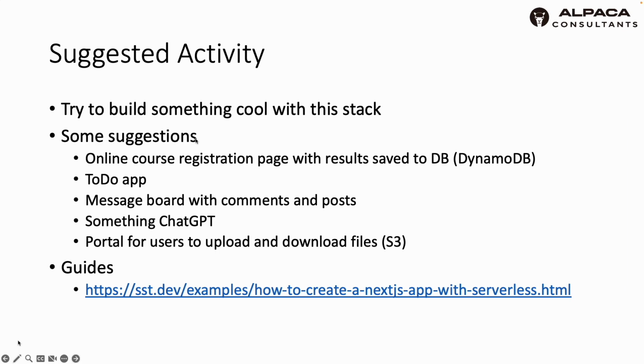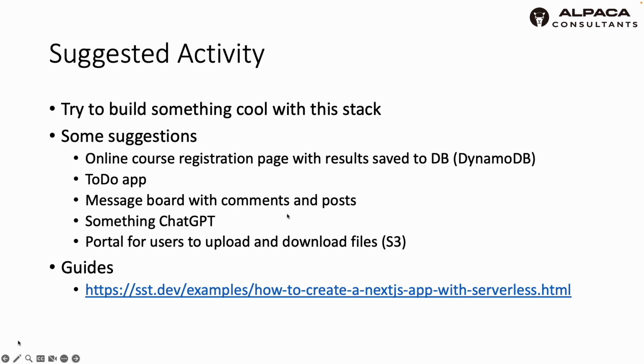So some suggestions of things you could do if you want to have a go at this yourself: you could do an online course registration page. You can use the CDK SST code to create some DynamoDB tables and then maybe expose an API over API Gateway and add people who log in to a registration page. A to-do app is always popular, simple, like adding to-do items. Again, you can do it with a Dynamo database and actually save it to the backend.